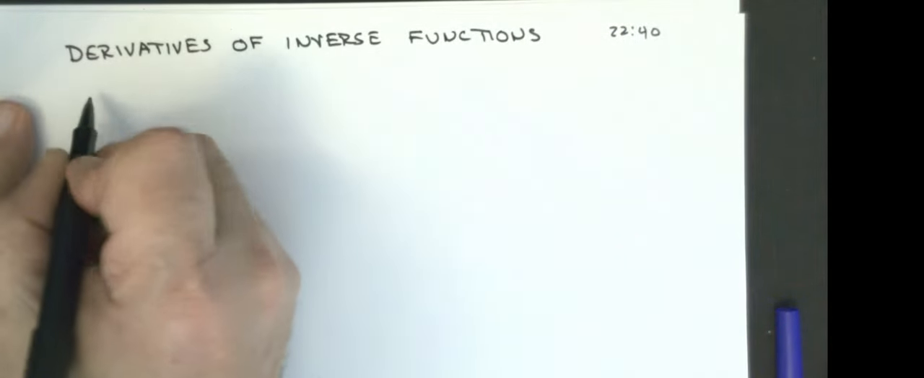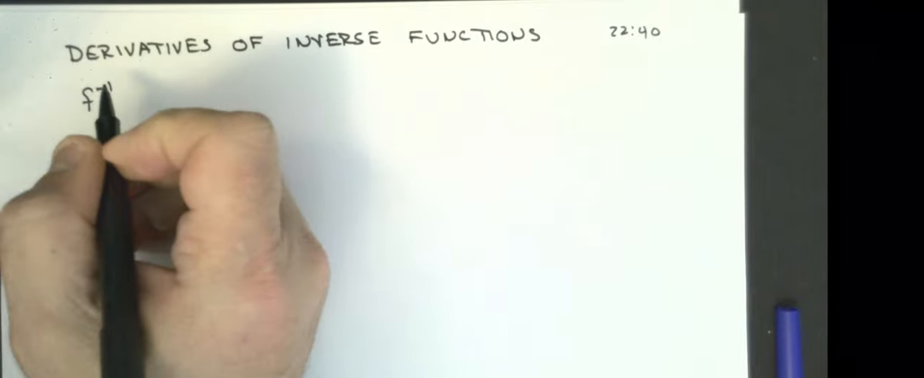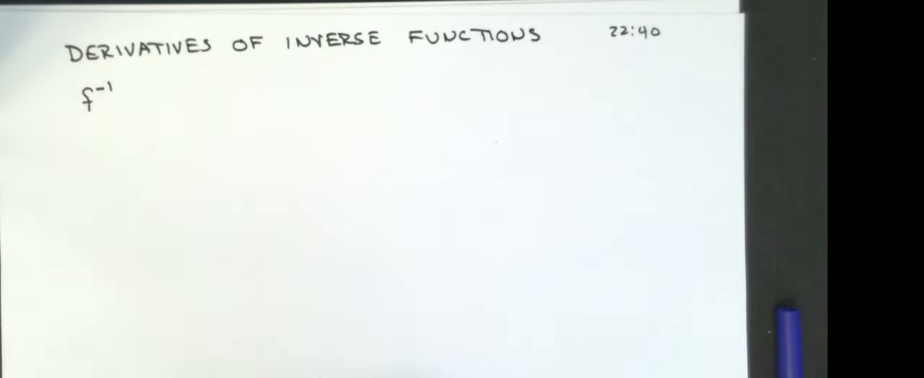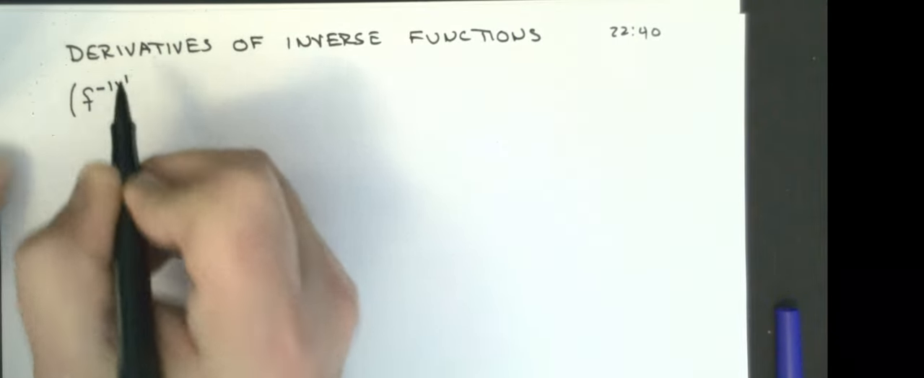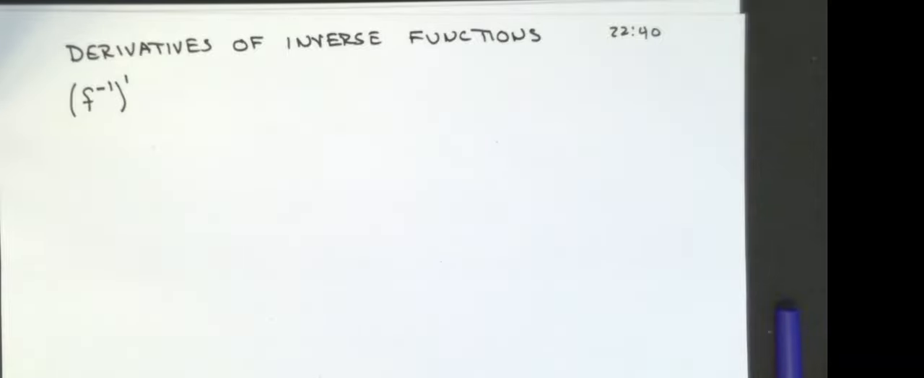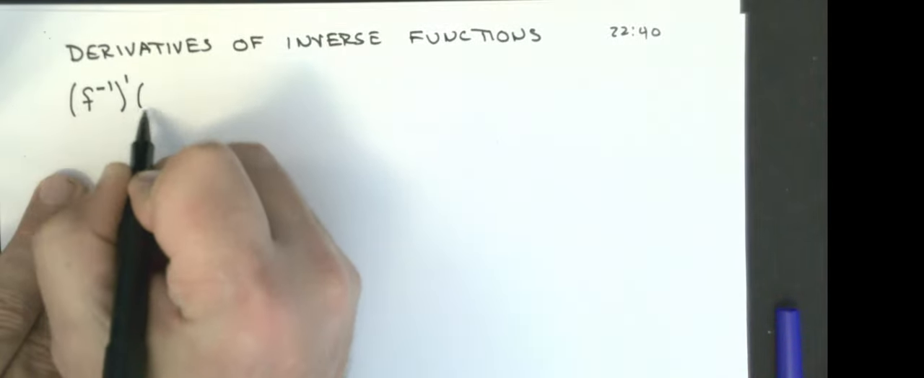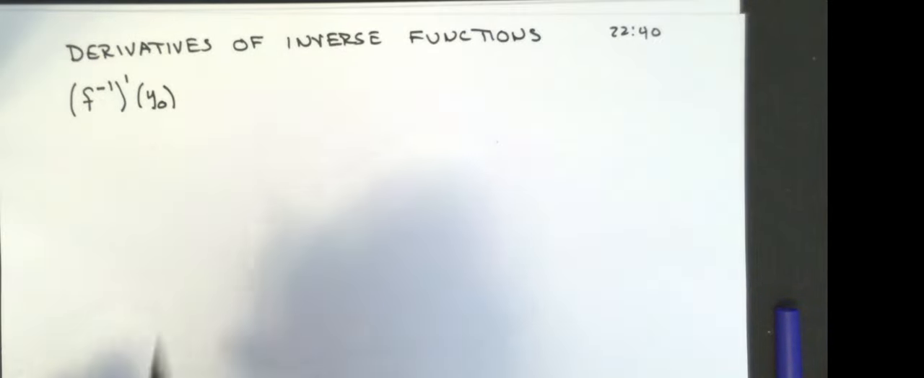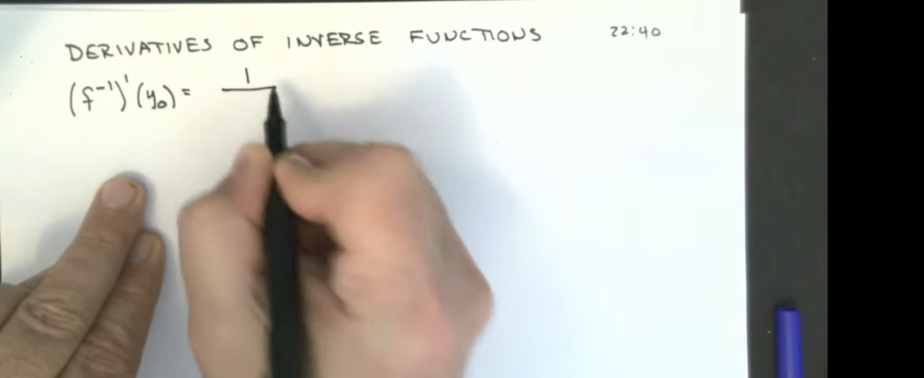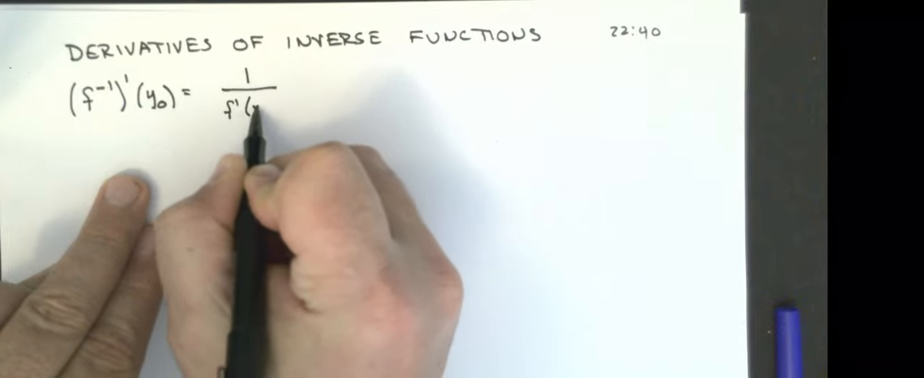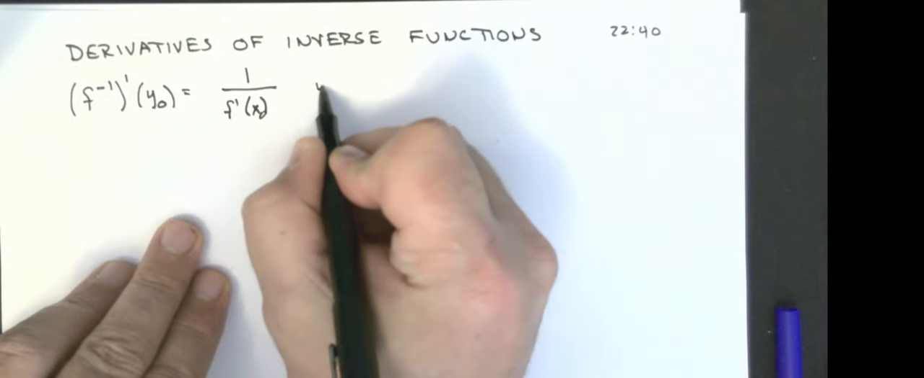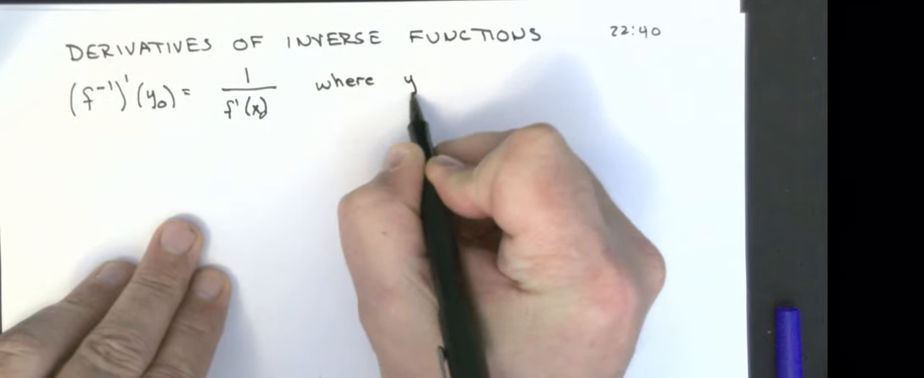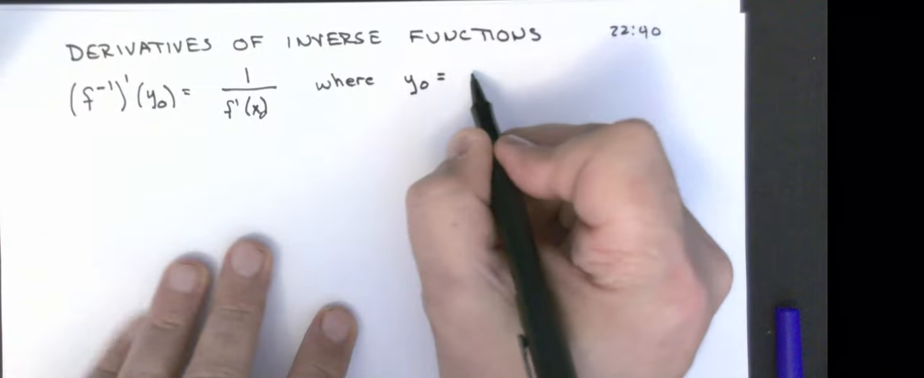So if I have the inverse of a function, call that y zero, is equal to 1 over the derivative of the original function with respect to x, where y sub 0 is equal to f of x sub 0.